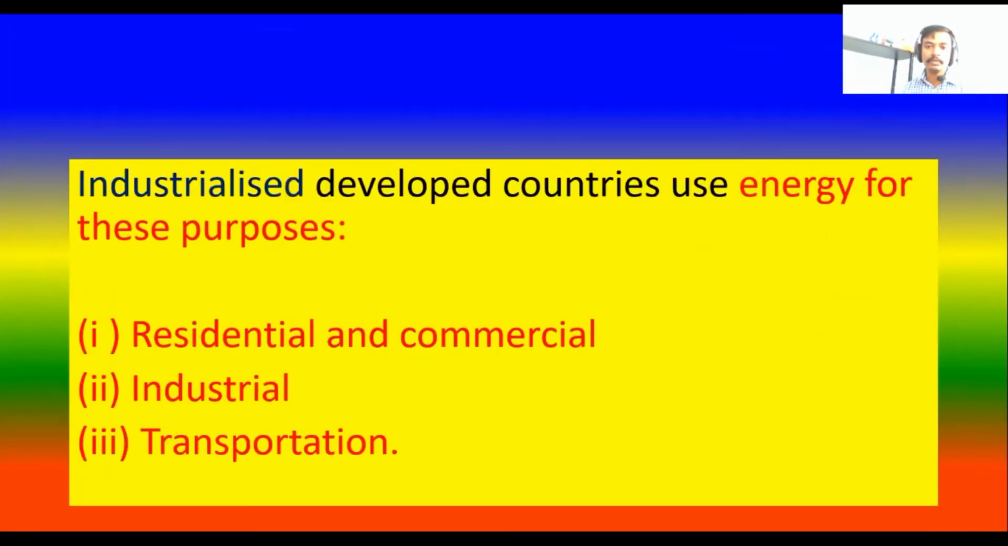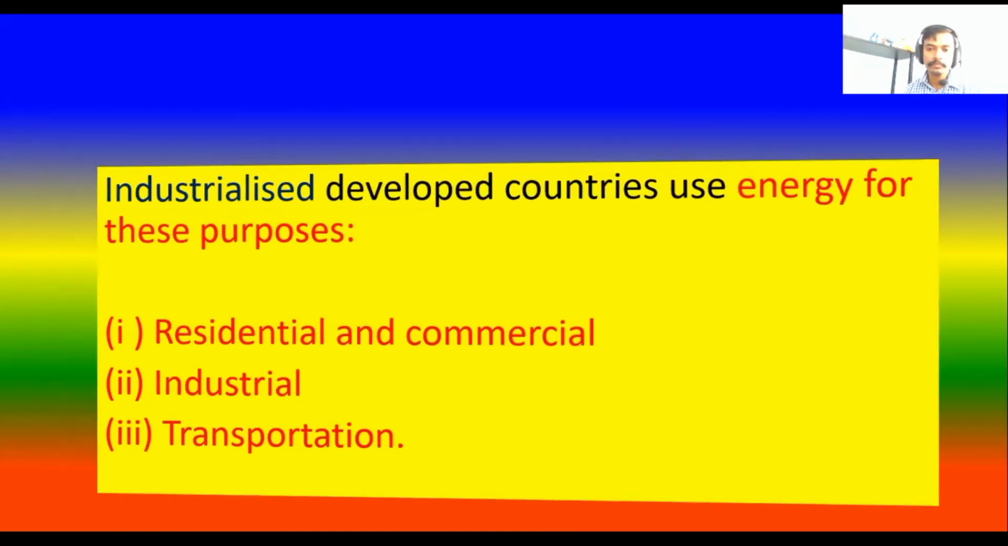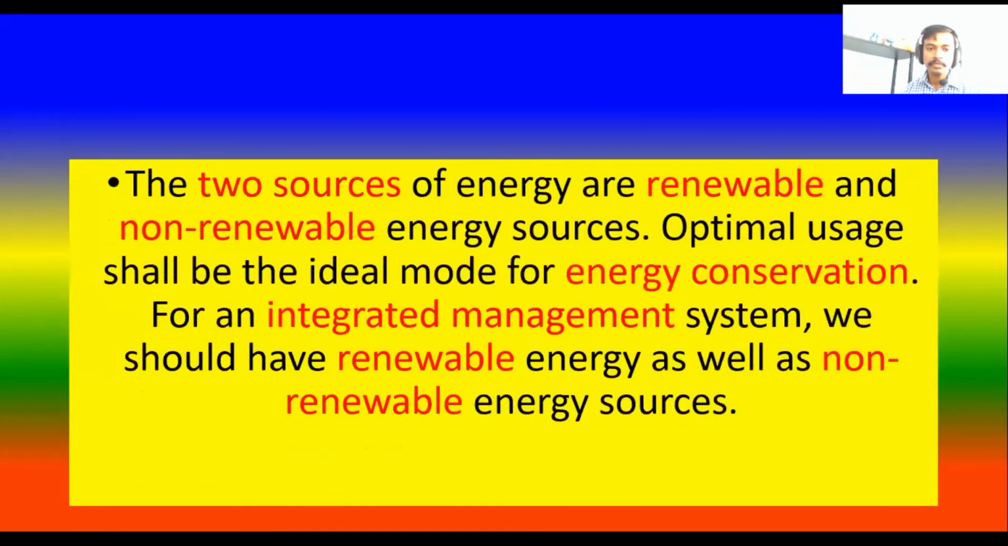Industrialized developed countries use energy for these purposes: residential and commercial, industrial, and transportation. Transportation mainly uses fuel, which emits carbon monoxide. Industry as well. There are two sources of energy, as we know: renewable energy and non-renewable energy. Renewable means we can recycle it. Non-renewable damages the environment.